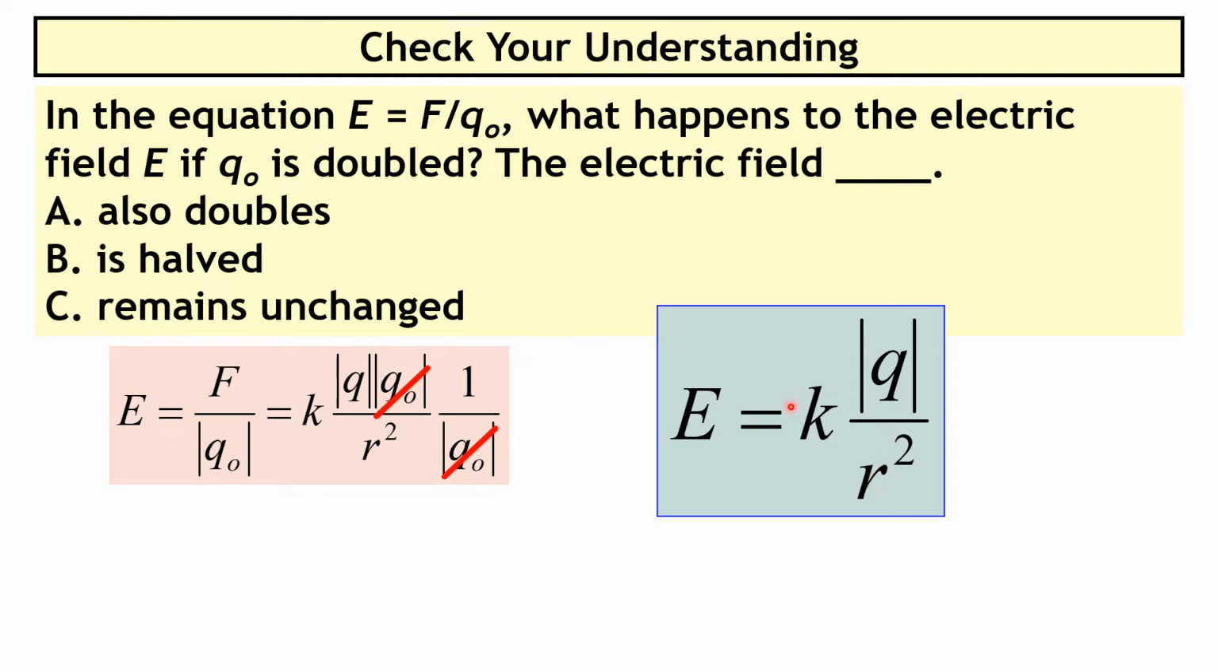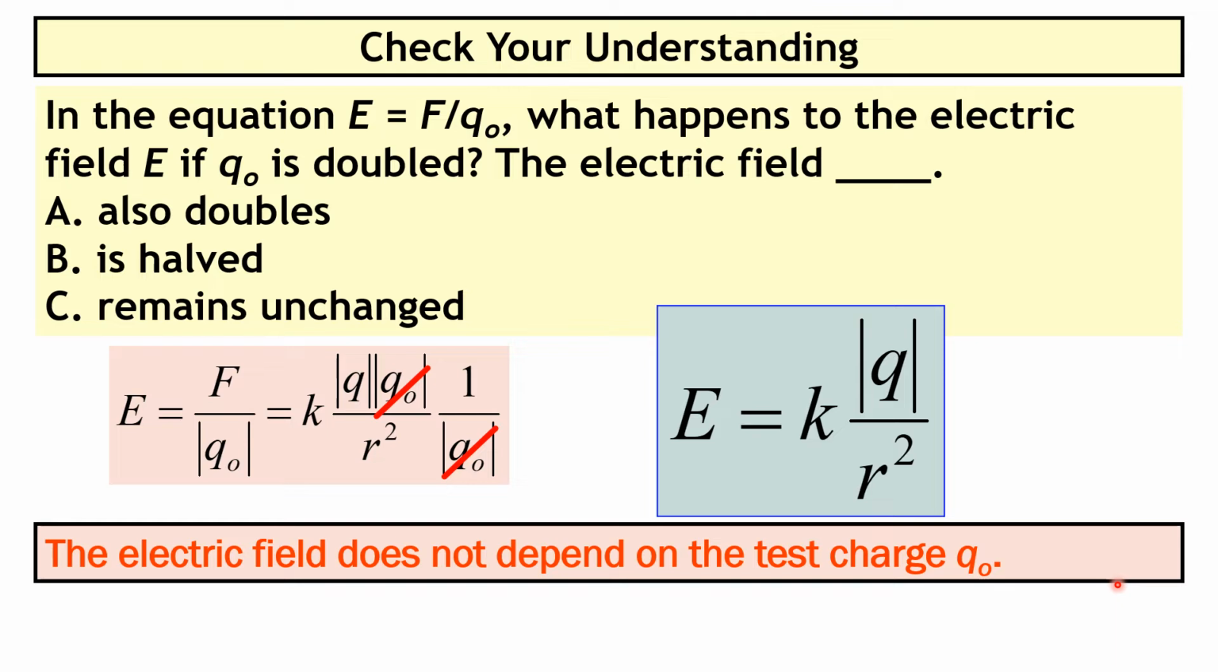So, using this concept for electric field, our answer should not be letter B. The electric field will not be halved when Q naught is doubled. In fact, Q naught has nothing to do with the electric field. Electric field does not depend on the test charge Q naught. So therefore, the best answer for this check your understanding question should indeed be letter C.